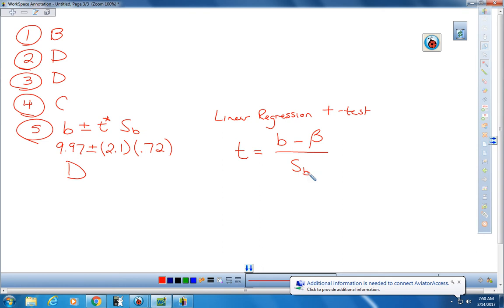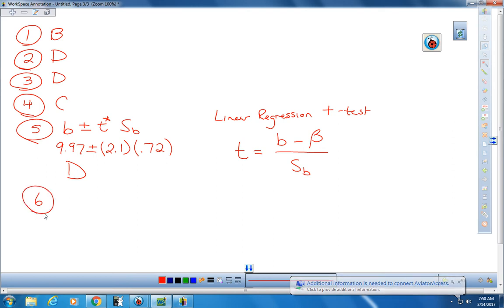Okay? 9.96 is a pretty darn big B to have with a standard deviation of 0.72. So that's a big difference between a confidence interval and a hypothesis test. So be careful. Make sure you know the difference.